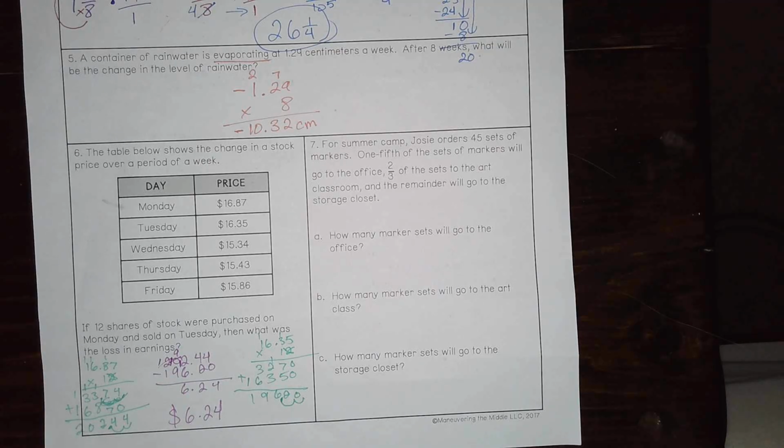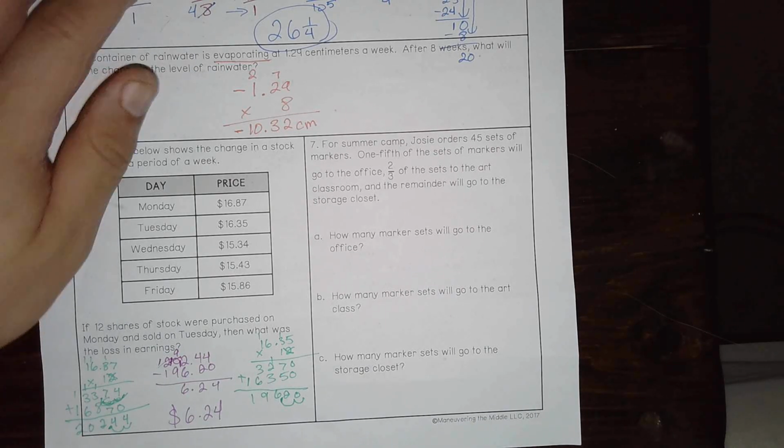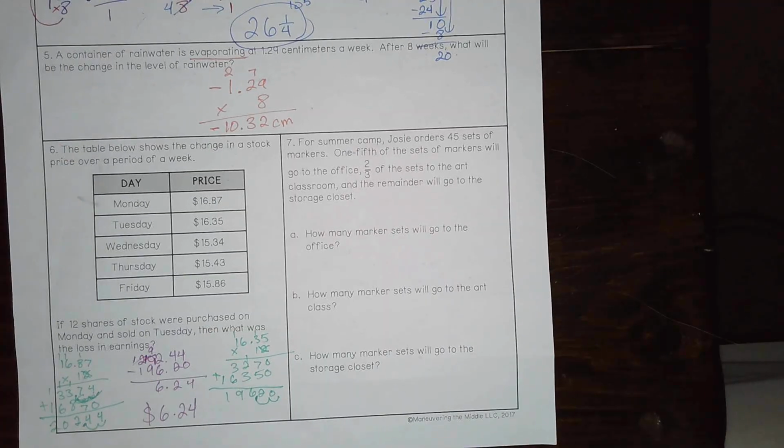All right. Let's talk about this next one. For this next one, it says, for summer camp, Josie orders 45 sets of markers. 1/5 of the sets of markers will go to the office. 2/3 of the sets to the art classroom, and the remainder will go to the storage closet. Whew, okay.